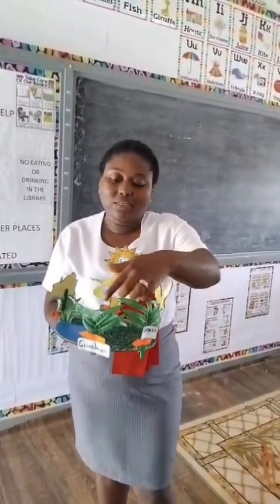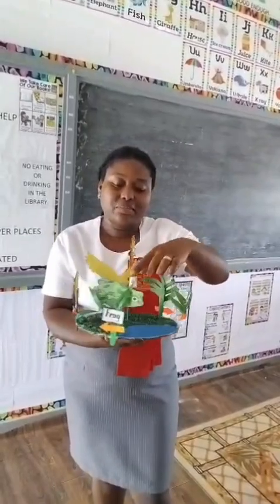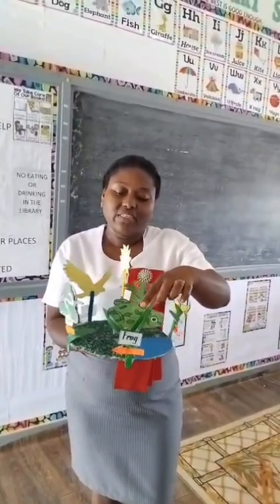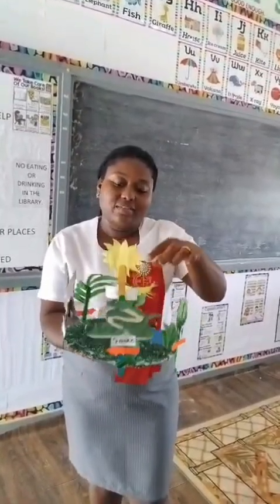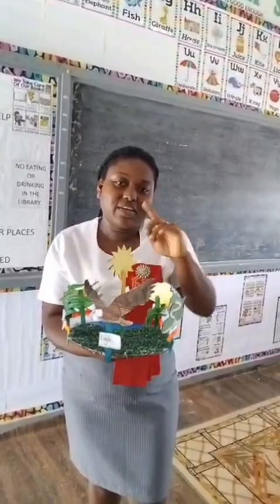Then the plant is eaten by the grasshopper, which is the consumer, and then the grasshopper is eaten by the frog, which is the primary consumer. The frog is then eaten by the snake, which is a tertiary consumer, and the snake is eaten by the eagle, which is the final consumer.